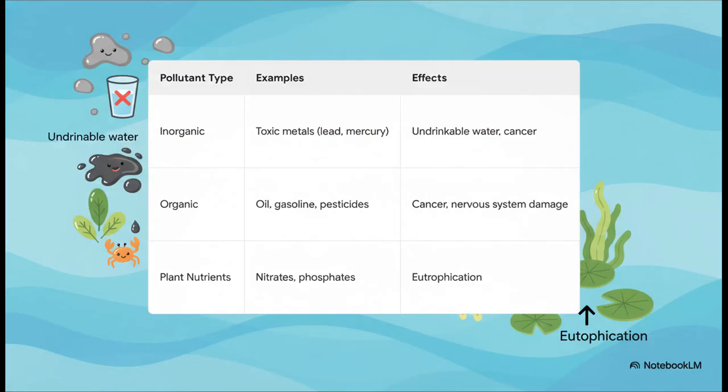When it comes to chemical threats in water, man, they are all over the map. But we can kind of group them into a few main buckets. You've got your inorganic pollutants, like toxic heavy metals, think lead and mercury. Then there are organic chemicals, like oil and pesticides that can cause serious long-term health problems. And finally, you have those plant nutrients we just talked about, the ones that kickstart that whole eutrophication process.